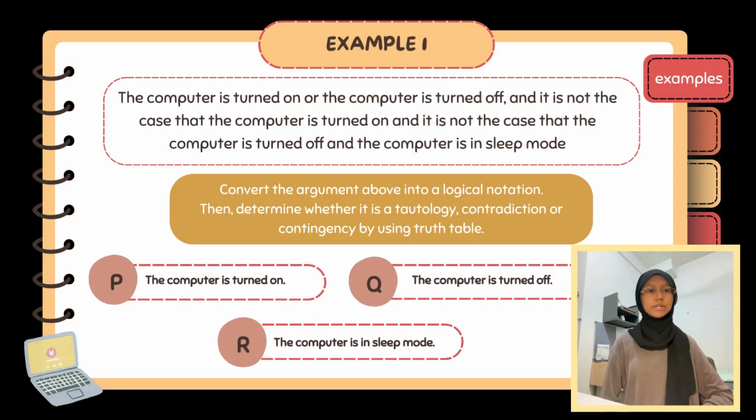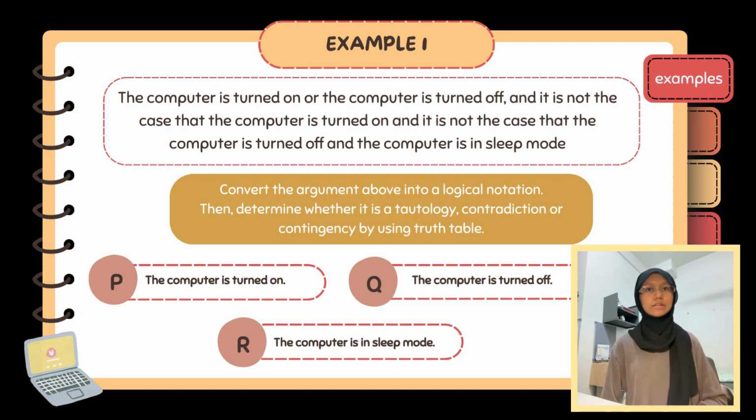For example 1, given the following argument: the computer is turned on or the computer is turned off, and it is not the case that the computer is turned on, and it is not the case that the computer is turned off, and the computer is in sleep mode. Based on the argument above, we have to convert it into a logical notation, then determine whether it is a tautology, contradiction, or contingency by using truth table.